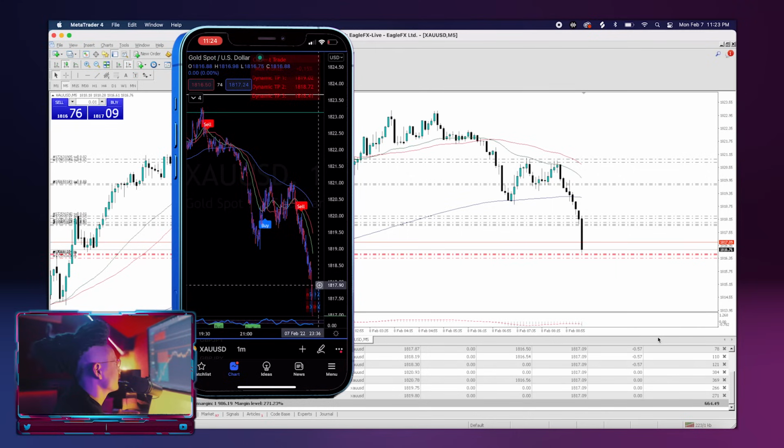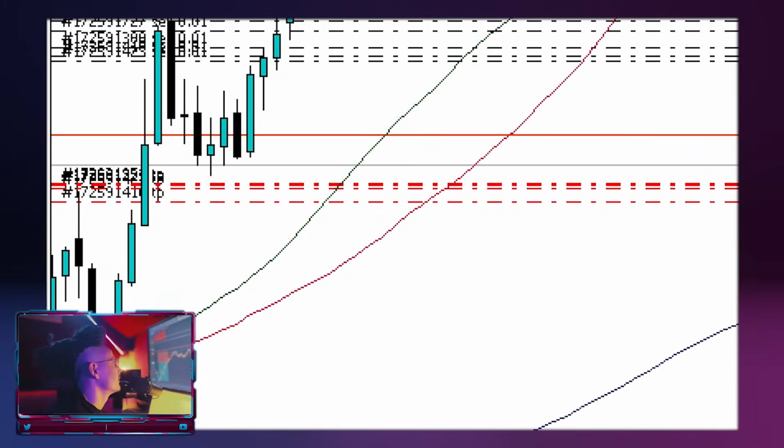Now it's up to me if I really want to close these entries or not. Do I want to close these? Because this is my take profit right here. My take profit is about to hit, but it's just fighting that.